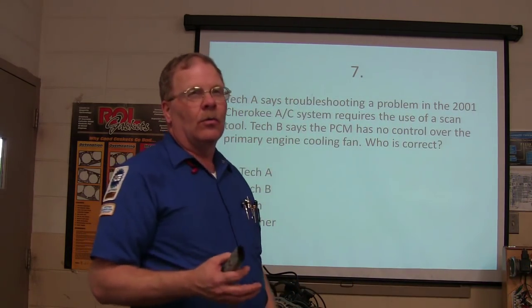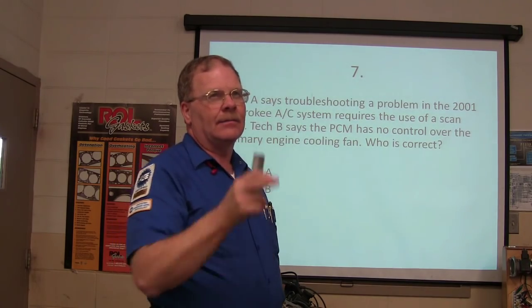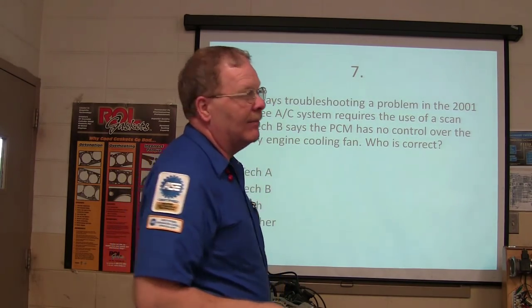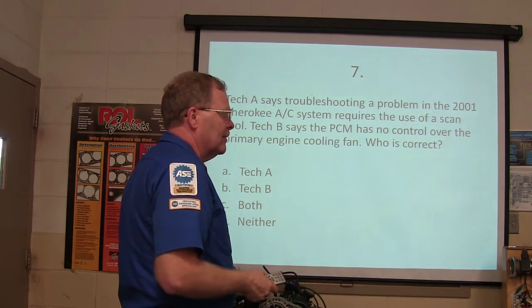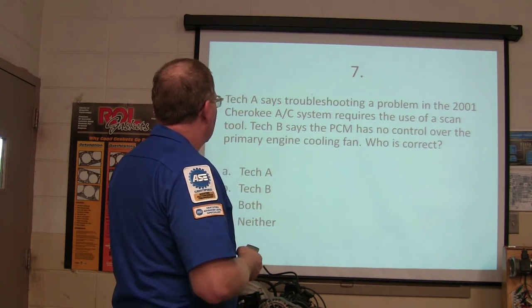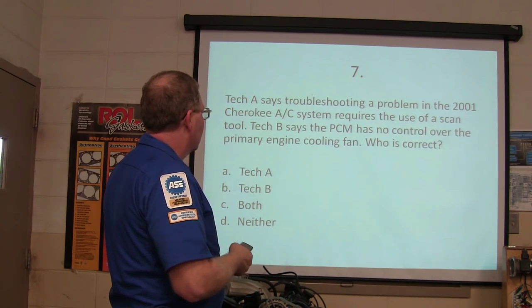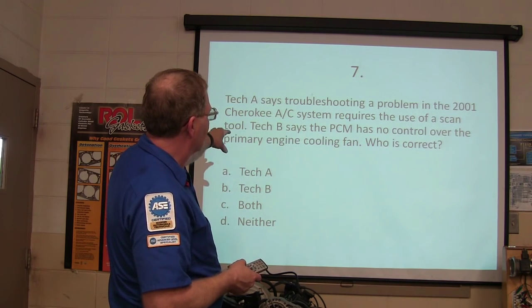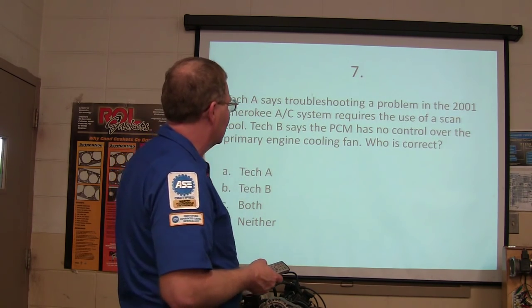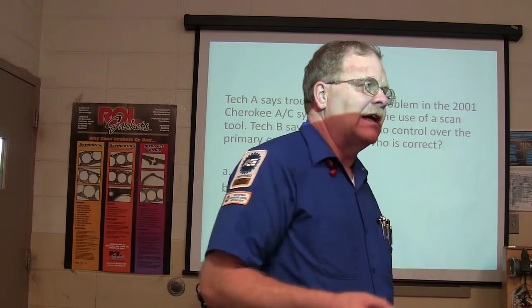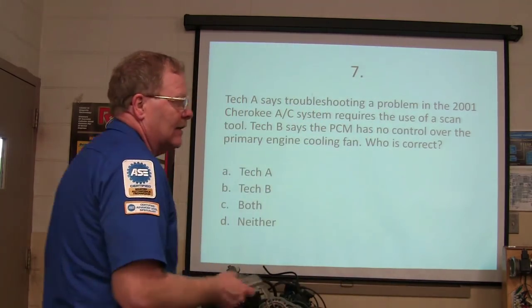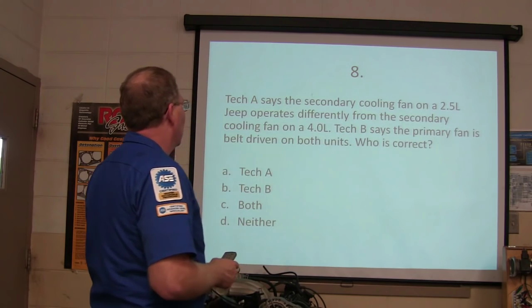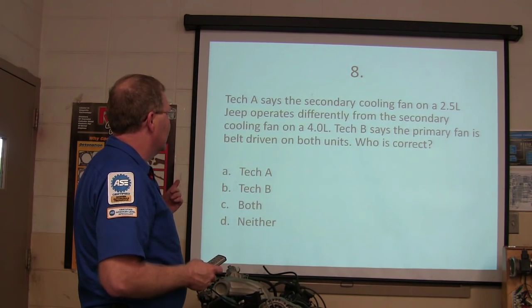Of course, on the ones like that one laying up there, the PCM can control it even though it's driven by a belt, to make it more closely match the speed of the pulley. Technician B says the PCM has no control over the primary cooling fan, so you don't have to have a scan tool to troubleshoot the AC system in a 2001 Cherokee in most cases. Occasionally it helps because you can tell if you're getting an AC request signal and all that. Now this is not a test you're going to get rated on.